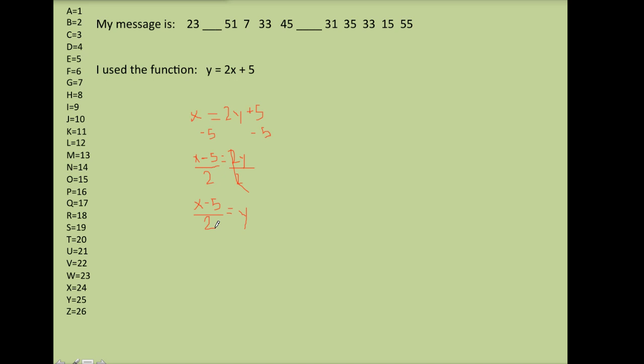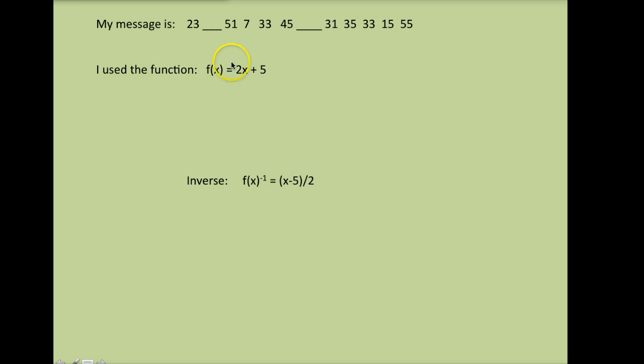Next, we're going to use this inverse to decode their message. Let's go to the next slide. Okay, we found their inverse. F inverse of x is x minus 5 divided by 2. We are now going to use that to decode the numbers that they have here. To do that, you take one number at a time, put it into the inverse, okay, and then write down the number that you get out of it. So 23. Would put that in here, 23 minus 5, the whole thing divided by 2. Well, 23 minus 5 is 18. If I divide that by 2, I get 9. So the first number in my decoded message is 9.